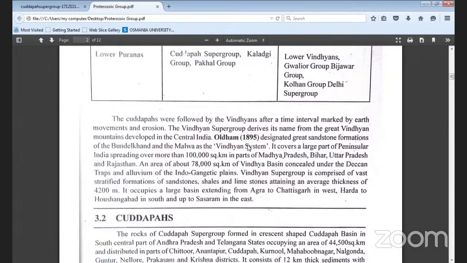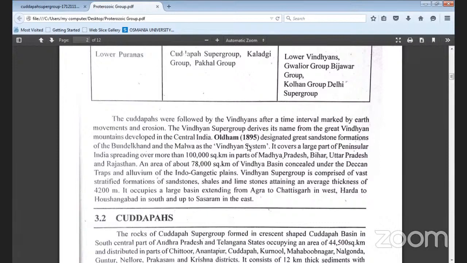After that time, the interval is marked by earth movement and some erosion. The Vindhyan supergroup derives its name from the great Vindhyan Mountains. It is developed in the central part of India. Oldham in 1895 demarcated the great sandstone formations of Bundelkhand and Malwa as the Vindhyan system, covering a large part of peninsular India, spread over more than 1 lakh square kilometers in parts of Madhya Pradesh, Bihar, Uttar Pradesh, and Rajasthan.